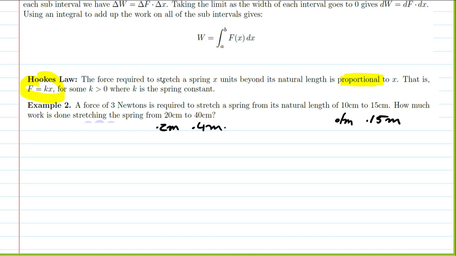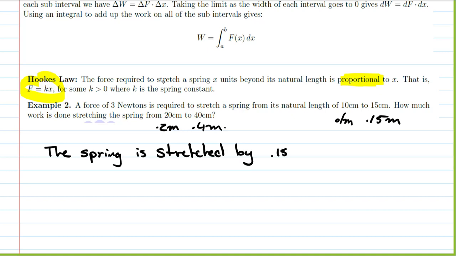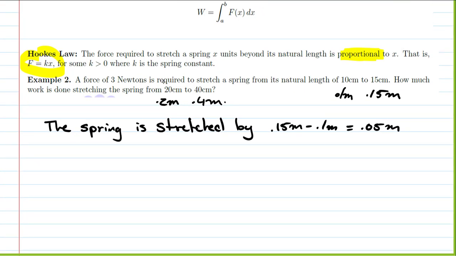So at rest, we know the length of this is 10 centimeters, and then we stretch it to 15 centimeters. So how much did we really stretch the spring? 5, right? So the spring is stretched by 0.15 meters minus 0.1 meters, which gives us 0.05 meters. So that's how much stretching we actually did. And we're told then that a force of 3 newtons is required to do this.